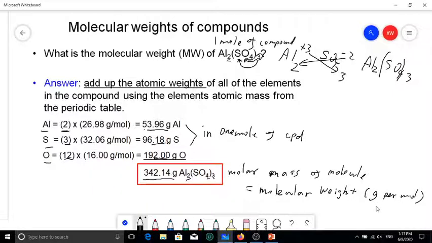In other words, if you're given a chemical formula or a name of a compound, you should be able to write out the formula of the compound, and then if you have a periodic table next to you, you should be able to calculate the molecular weight of any compound. Now let's take a look at a few more examples, just for practice purposes.